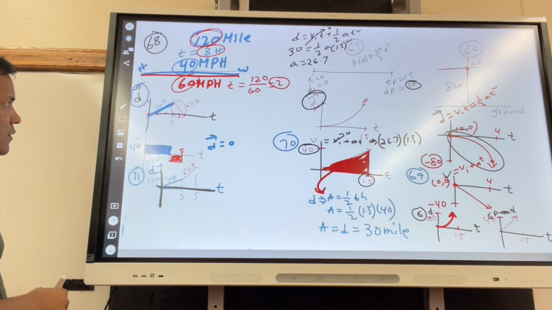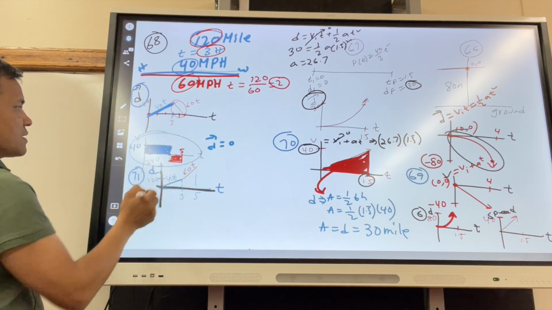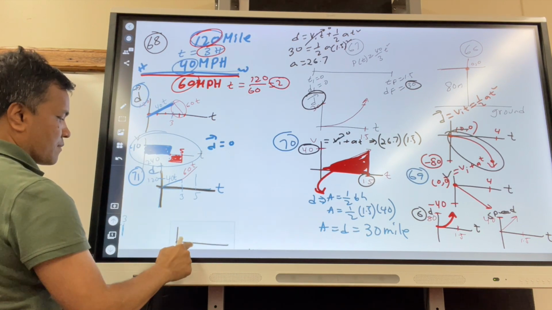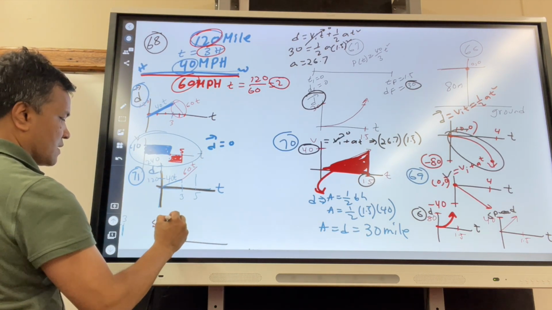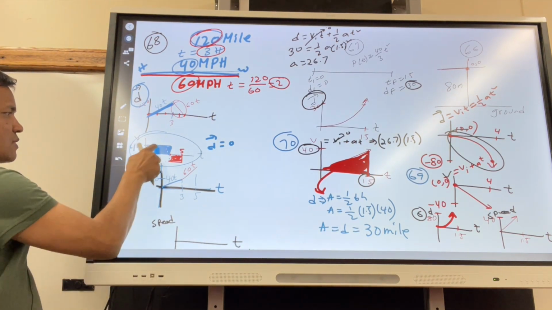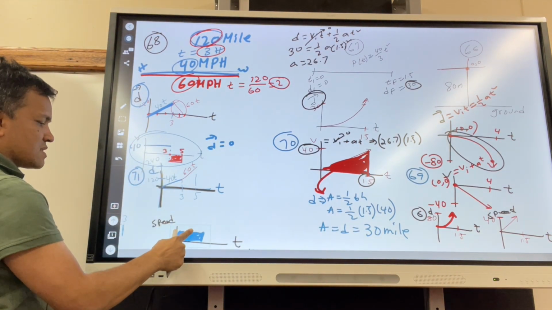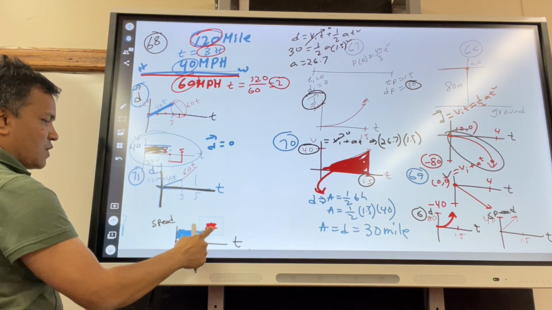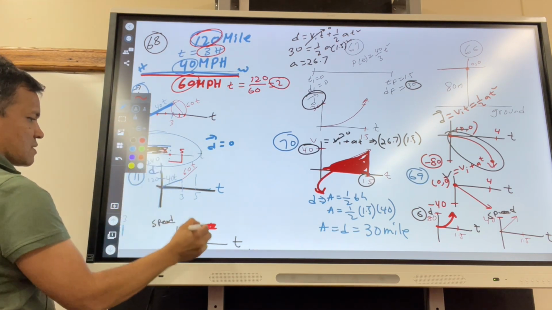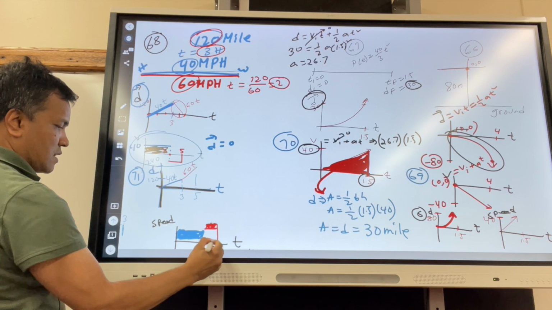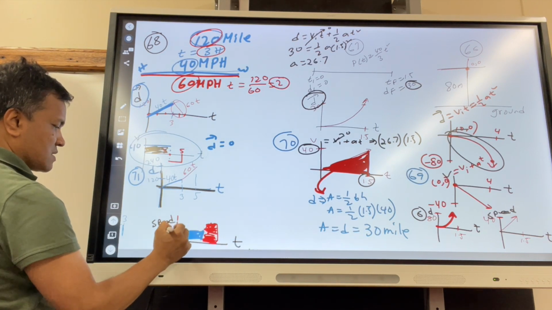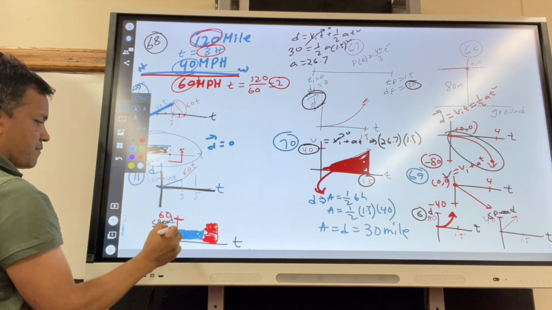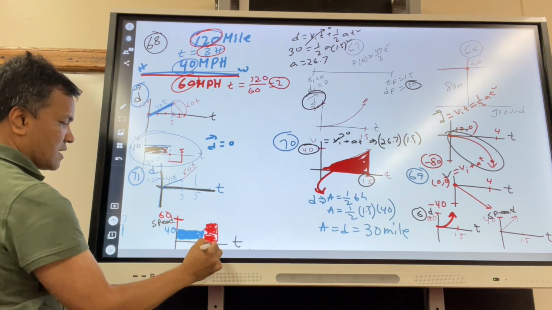Okay. All right, now we have to find the speed versus time. So this one will remain like this, because it is already positive, so it doesn't change. However, this one becomes positive. So that means this is 60 and this is 40. This is 40, this is 3 and this is 5.